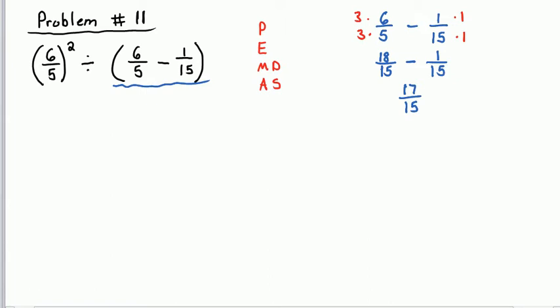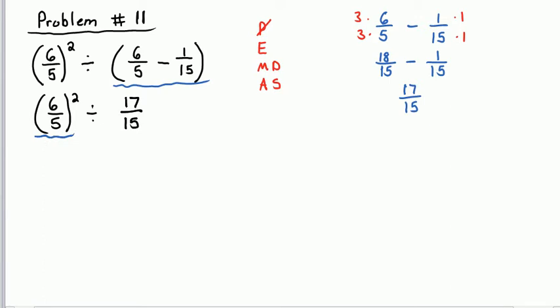So let's go back to our problem and let's replace. So we still have our 6/5 squared. We still have our division symbol. However, our 6/5 take away our 1/15, we worked that out already, and we got 17 over 15. So now let's continue with our order of operations. We've done the parentheses, so now we need to do exponents if there are any. Turns out there are. There's an exponent right here.